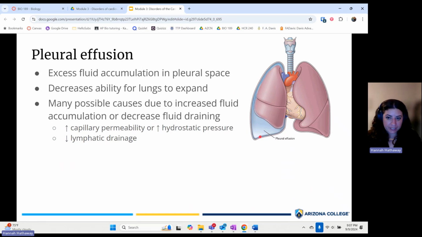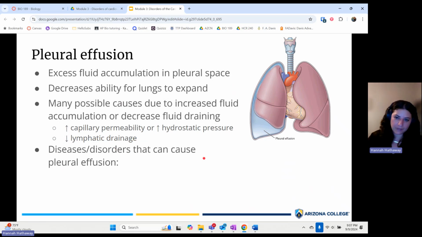So if we have a buildup of fluid here, that can be due to too much fluid getting pushed into the pleural space. So that could be due to increased hydrostatic pressure, or it could be due to damage in the vasculature that's lining the pleural space, then those blood vessels can become leaky. And that can also increase the amount of pleural fluid. And then you can also decrease lymphatic drainage, maybe caused by a lymphoma or a tumor or something like that, that is decreasing just the lymphatic circulation. Okay, so different causes of pleural effusions.